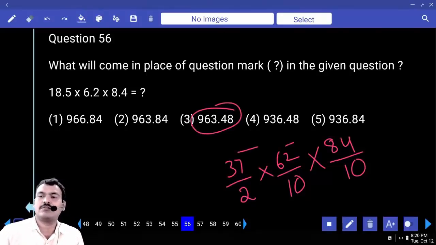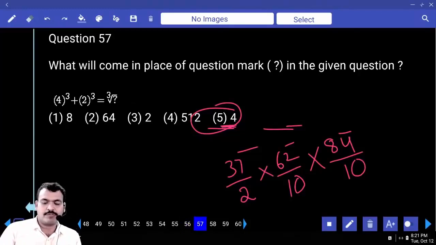7 2s are how much? 14. 14 into 4, 56. By 2 means 8 or not? How many options are ending with 8? 2 options. Then verify the third position or not. Because the last 2 digits are same or different? Same. It will be time-taking. Next, question number 57.